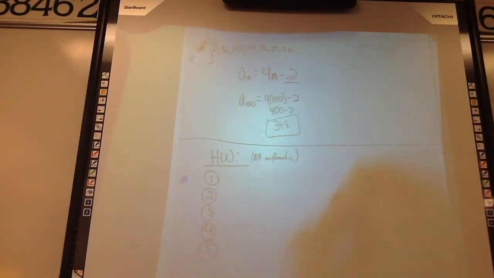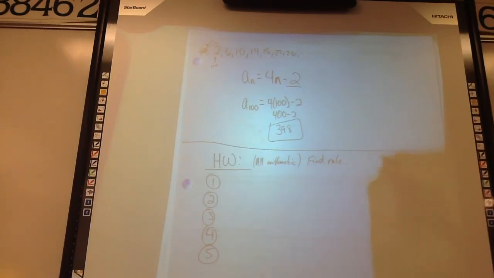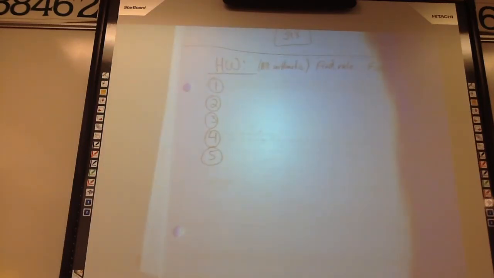5 of them. Just find the rule and find a of, let's go 50. Find the rule and the 50th term for each one.